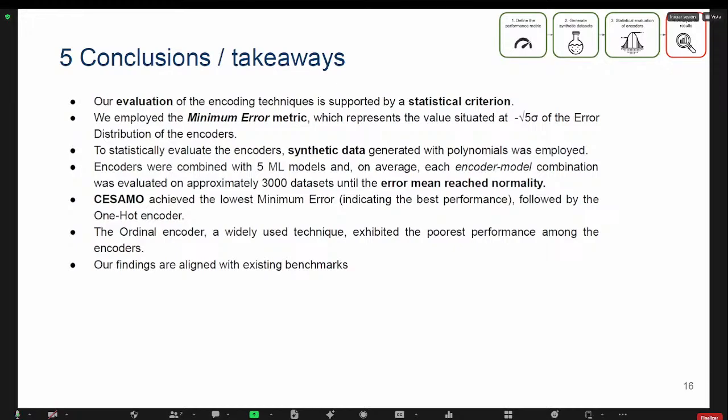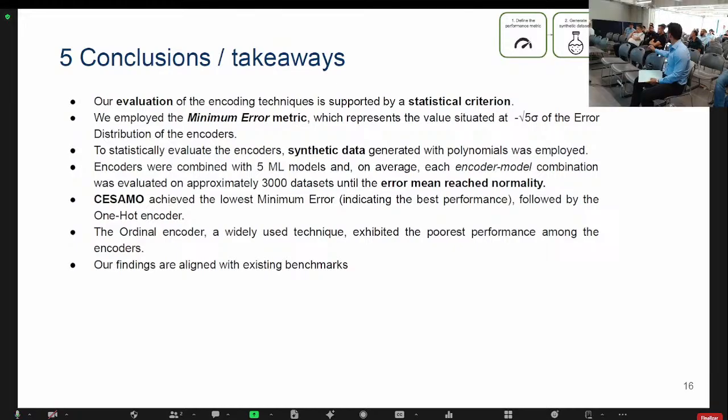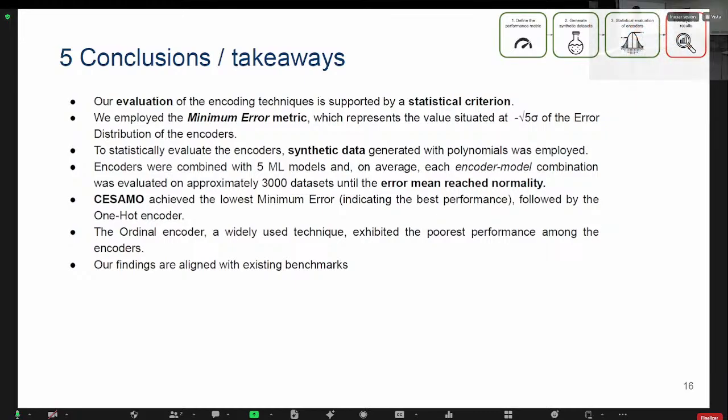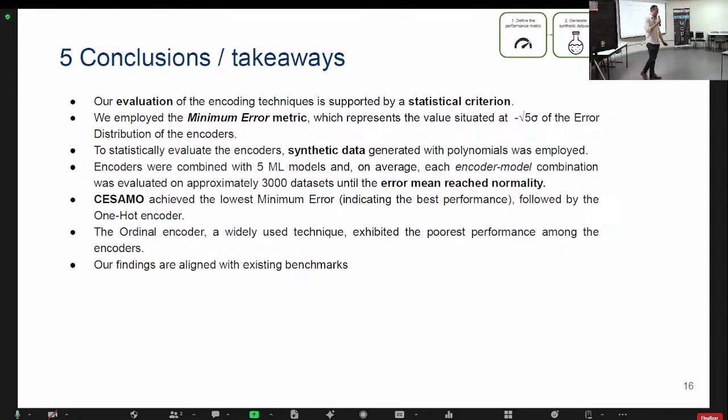And in the last of your conclusion, if the ordinal encoder exceeds the previous performance, why is it still used? Yeah, that's also a very good question. And there is a rationale behind it: this technique, the ordinal encoder, may introduce a non-existing order in data that originally doesn't have an order, right?